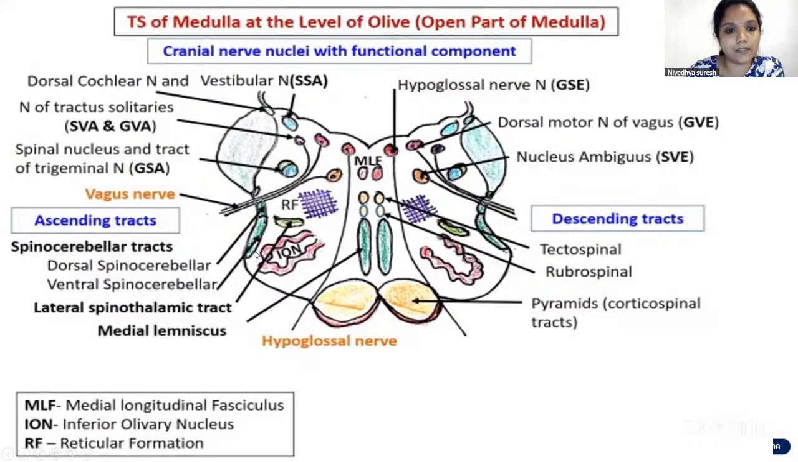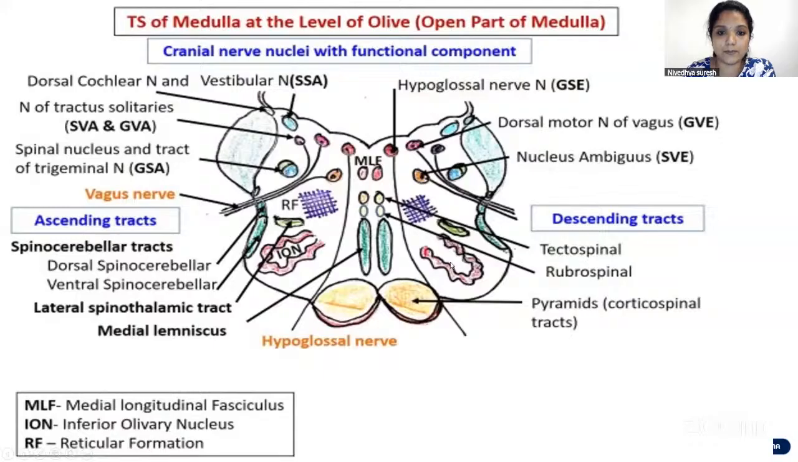Remaining everything is same. See here the lateral aspect, we can see the ascending tracts, the spinocerebellar tracts, the dorsospinocerebellar tract, and the ventral spinocerebellar tract. Again, we can see the reticular formation. See, this is the reticular formation, and it is like a small egg-shaped. See, this is a spinal nucleus, and you can see the capping. This capping, see the tractus of the trigeminal nuclei, that is also there. So everything is spread more laterally and posteriorly.